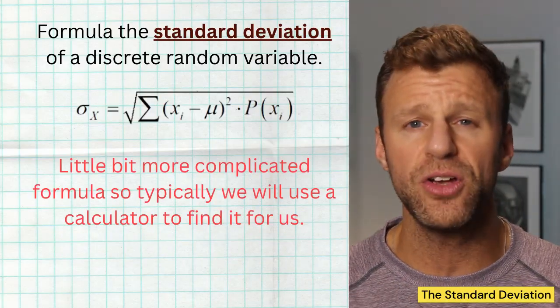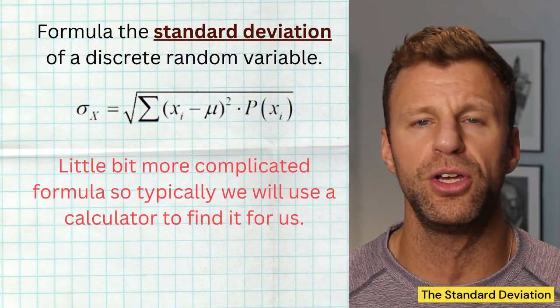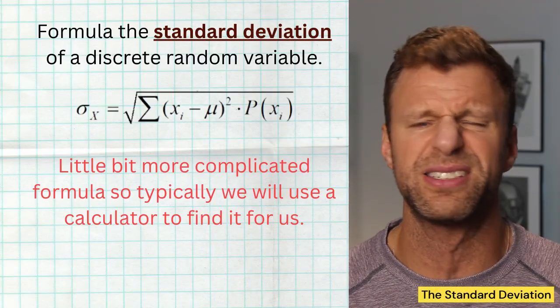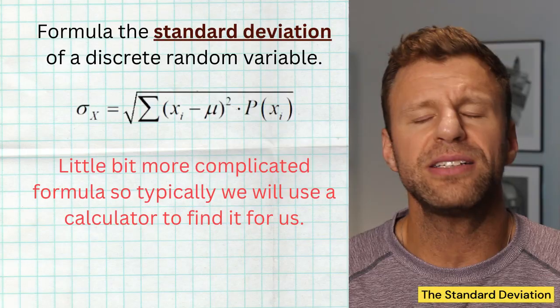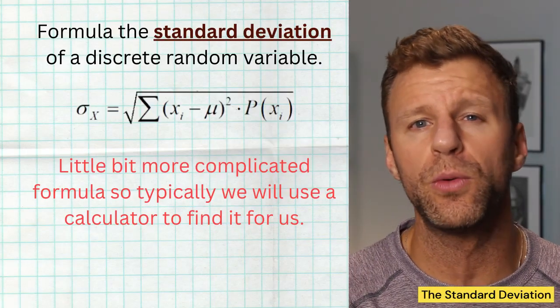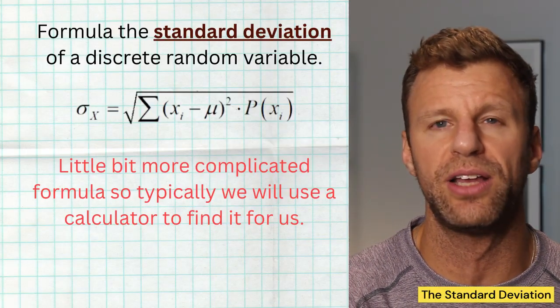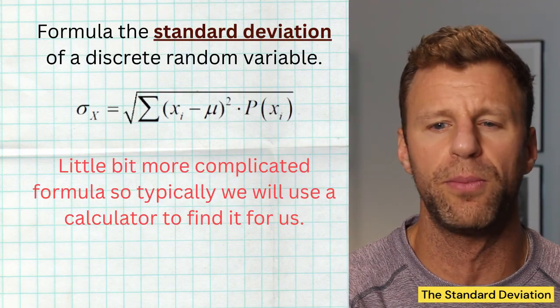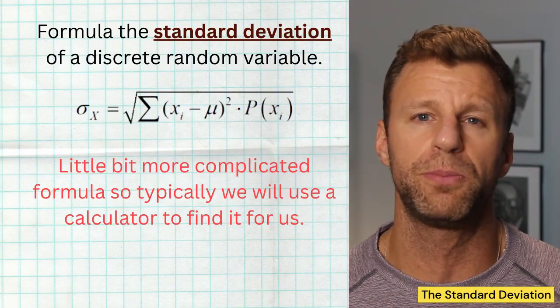Now, you can use this formula, but it's definitely a little bit trickier to use, whereas the mean is pretty fast and not too bad to do. Calculating standard deviation by hand is not very fun. So typically what we're going to do is use our calculator to calculate the standard deviation of a discrete random variable. Let me walk you through this very simple process.